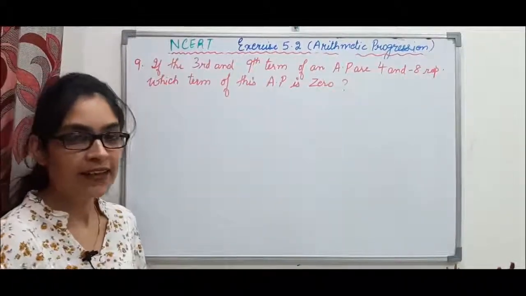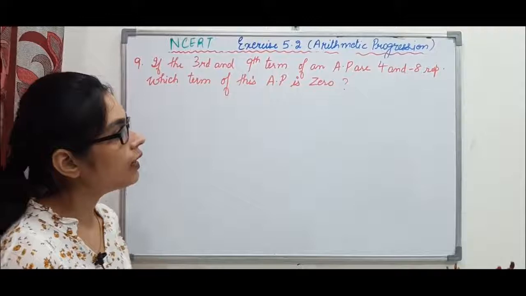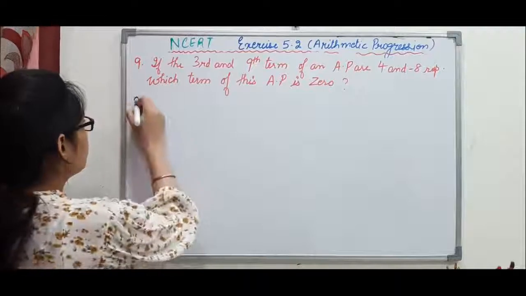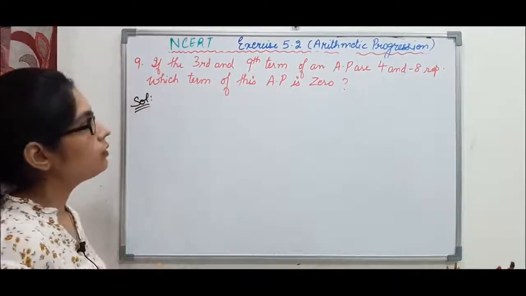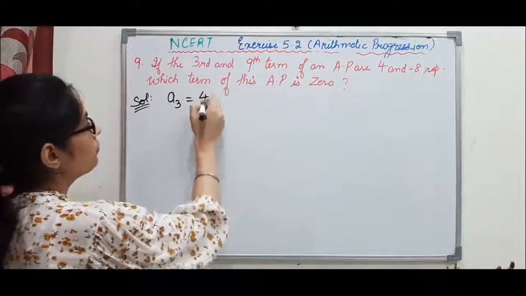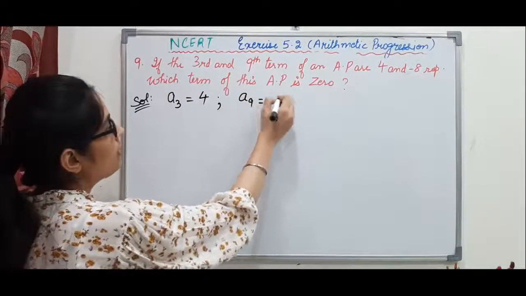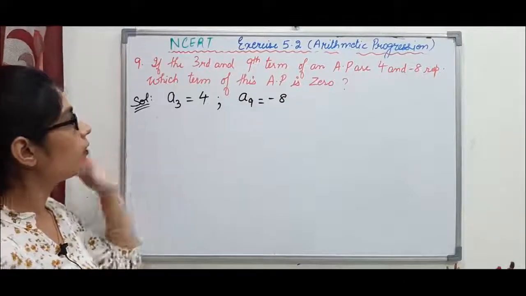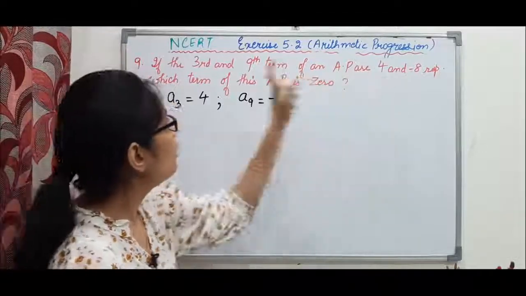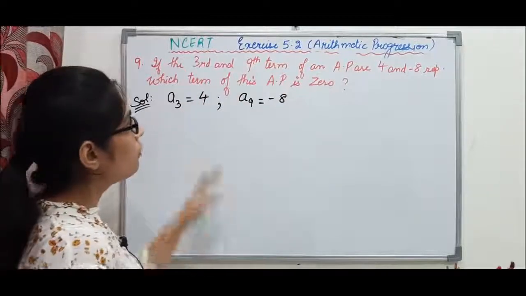64. In ninth question it's given, if the third and ninth term of an AP are 4 and minus 8 respectively, which term of this AP is 0? So first of all let's write the things which are given to us. So third term is given to us, so A3 I will write, A3 is equal to 4, and then ninth term means A9, it is minus 8. So accordingly you have to write, don't write third term as minus 8 and ninth term as 4, because it's clearly mentioned third term is 4 and ninth term is minus 8 respectively.